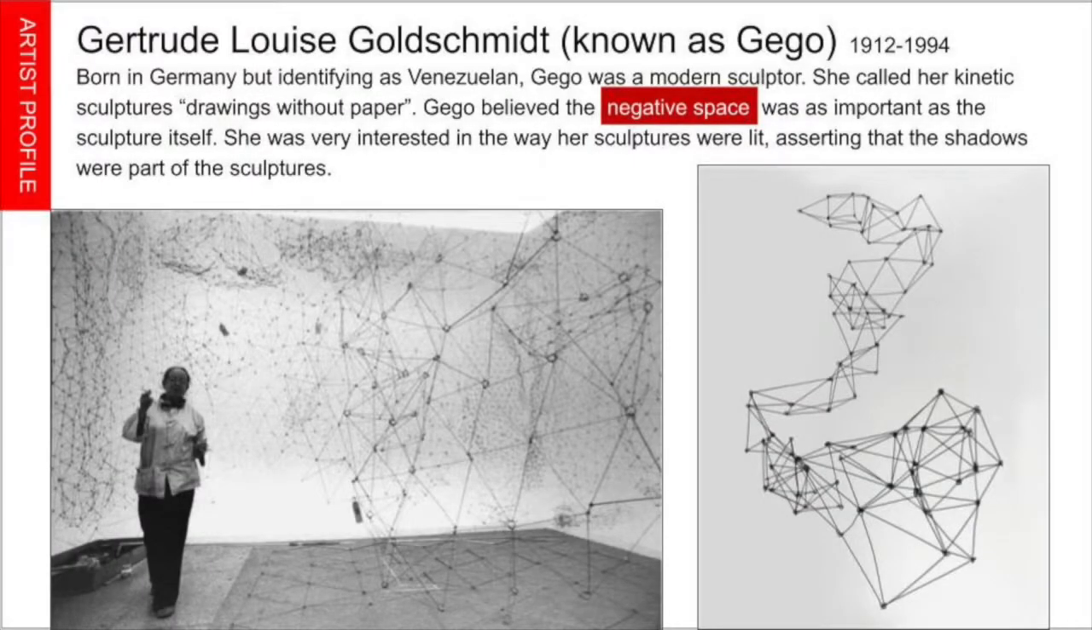Gertrude Goldschmidt, known as Gigo, was a German artist that moved to Venezuela and created what she called drawings without paper. Here you can see her with one of her sculptures. Gigo believed that the negative space and the shadows were as important as the sculpture itself.